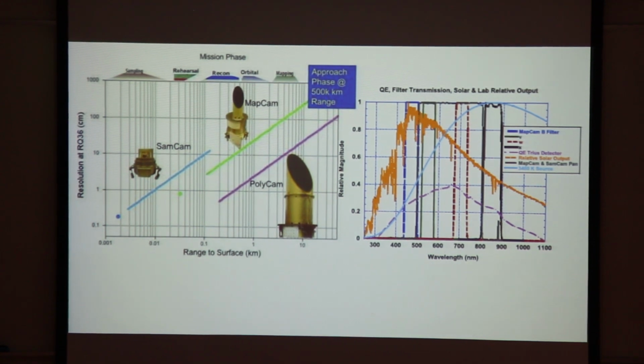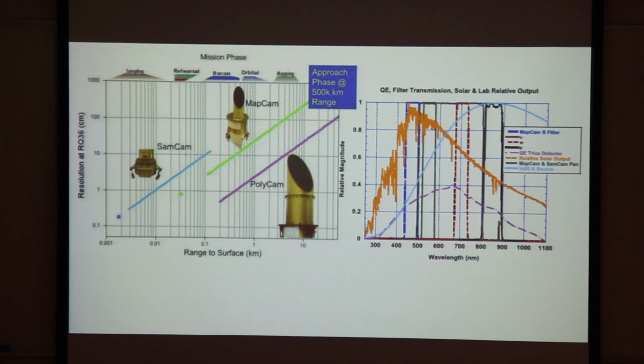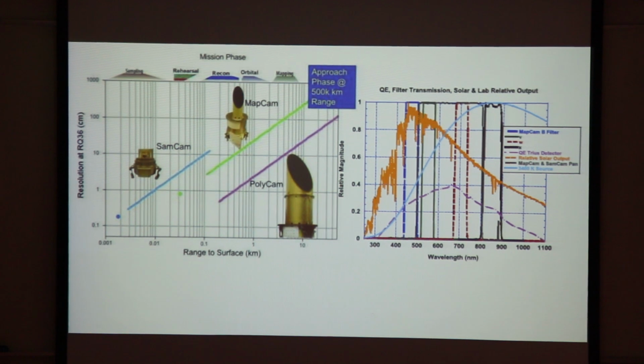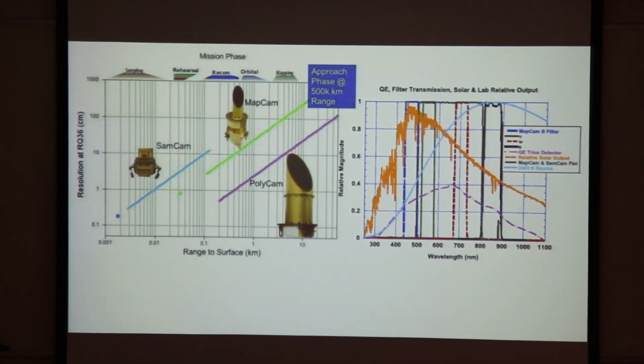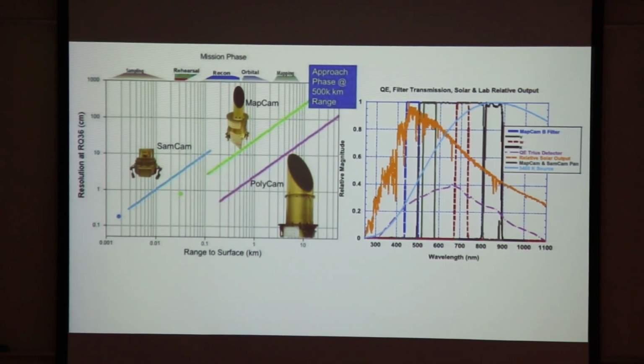So, the cameras have different purposes. To give you an idea about PolyCam's spatial resolution, at about 100 kilometers away, one pixel would translate to about 1.3 meters, whereas MapCam would be about five of these PolyCam pixels at the same distance, and SamCam is in between. And so this would provide comprehensive coverage for the characterization.